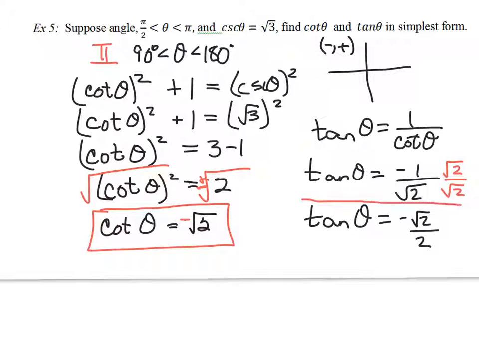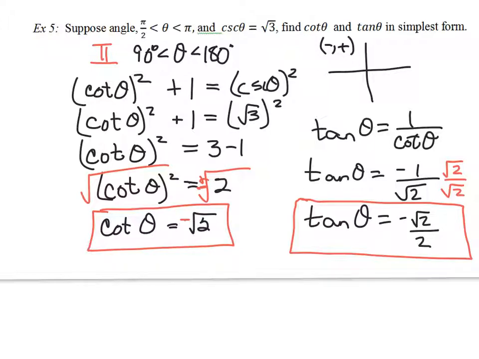So you can see that these Pythagorean identities are very, very useful in allowing us to solve for missing trig functions when I'm given just information about one of the trig functions, and I'm also given information about what quadrant the angle has to terminate in.